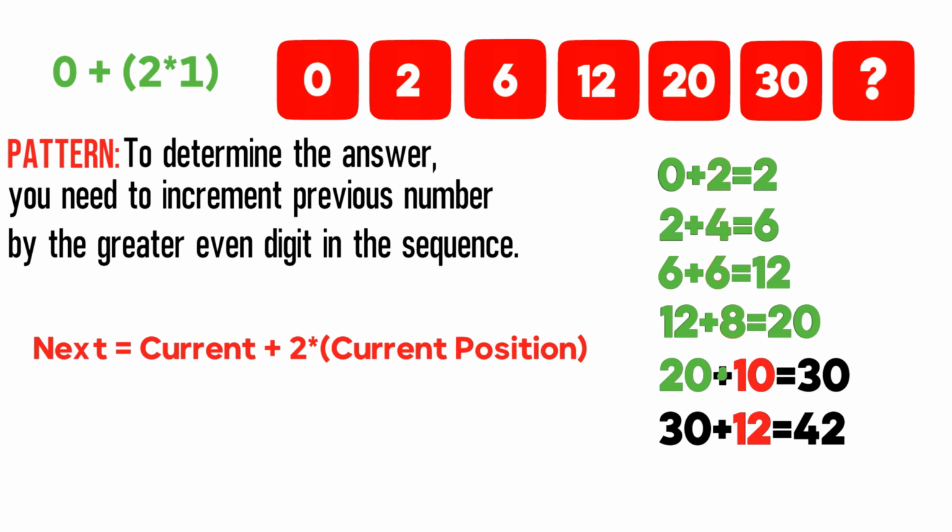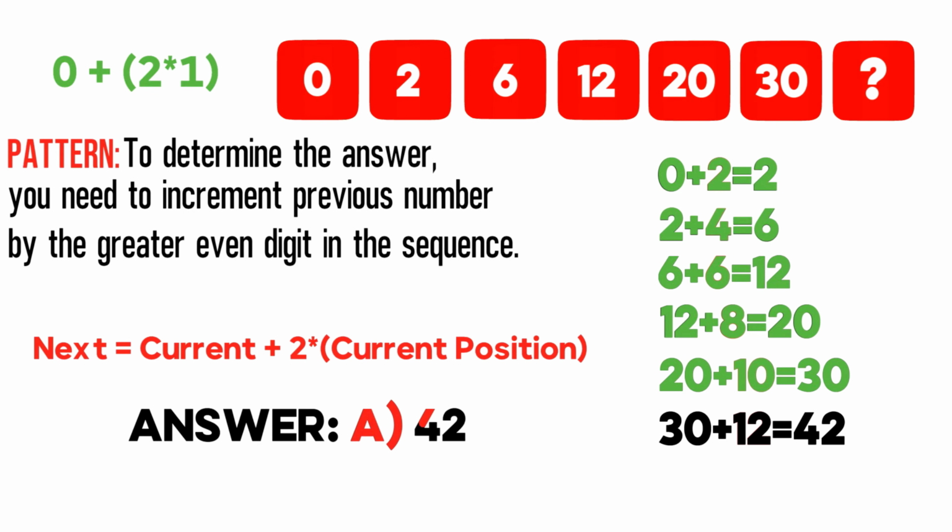The number after that would be 10. So 20 plus 10 would be 30. And the number after that would be 12. And 30 plus 12 equals 42. The correct choice here is choice A, 42. Hopefully you've nailed this question and now know how to answer similar problems on the test.